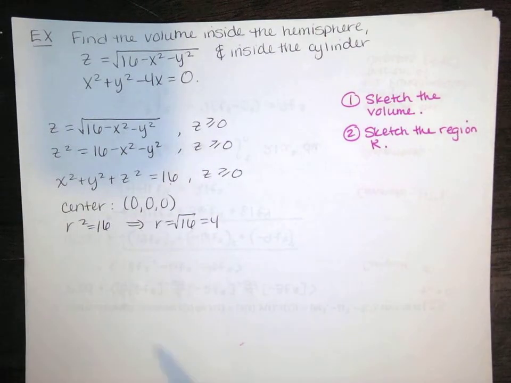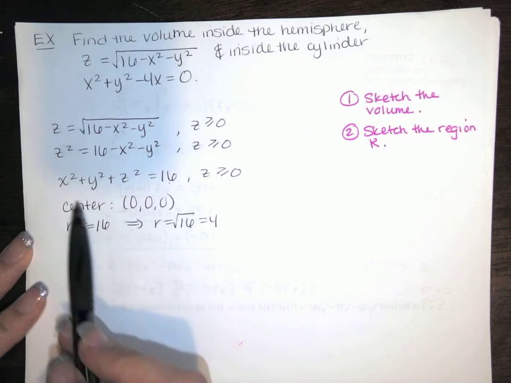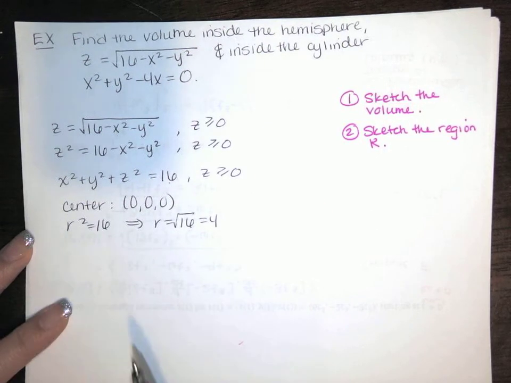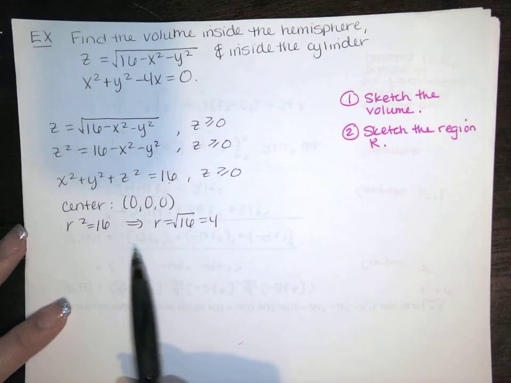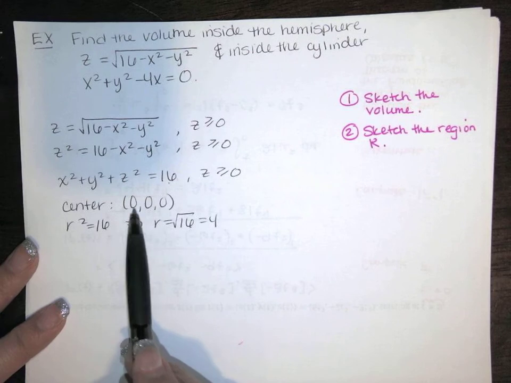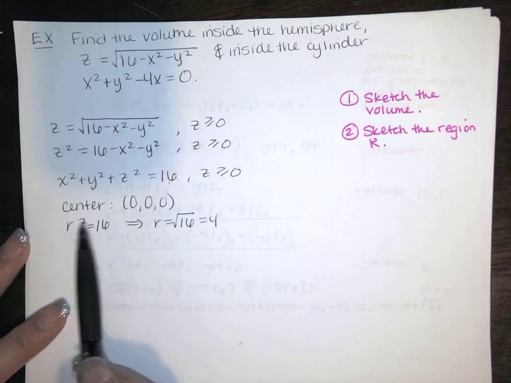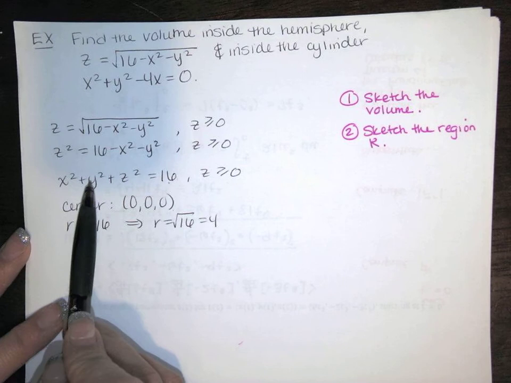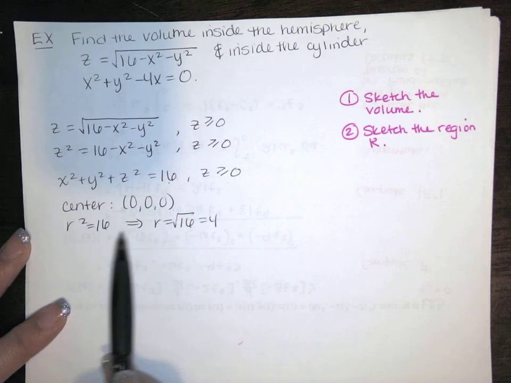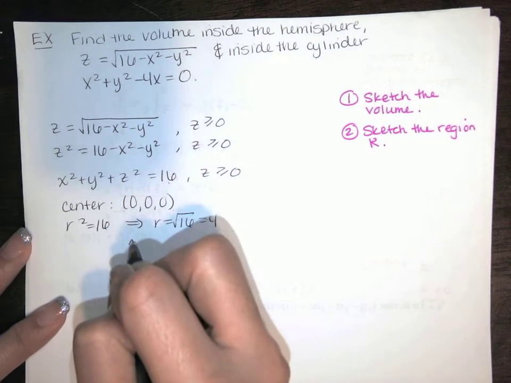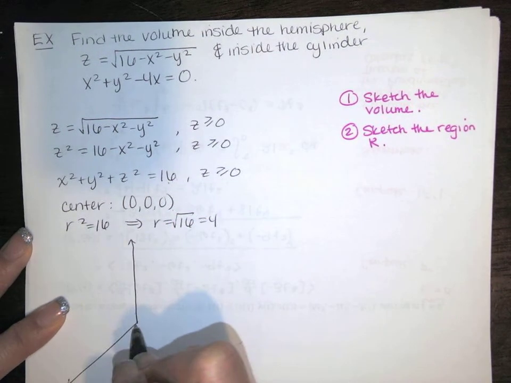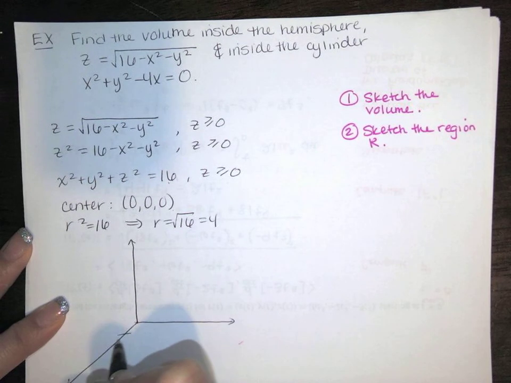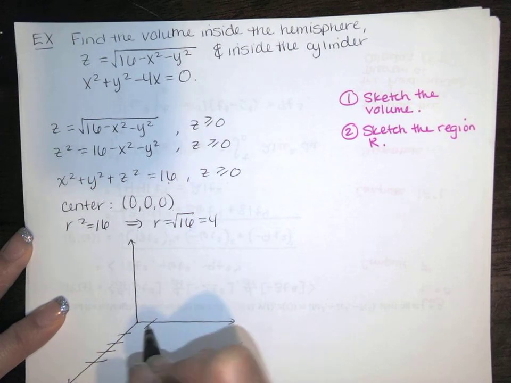Okay. So I realize this is a hemisphere, they told us. So I wrote it in the form of a sphere so that I could recognize it. I see my center is 0, 0, 0, because I'm not subtracting anything from the x, the y, or the z, and the radius is 4. So this is a sphere of radius 4 centered at the origin.